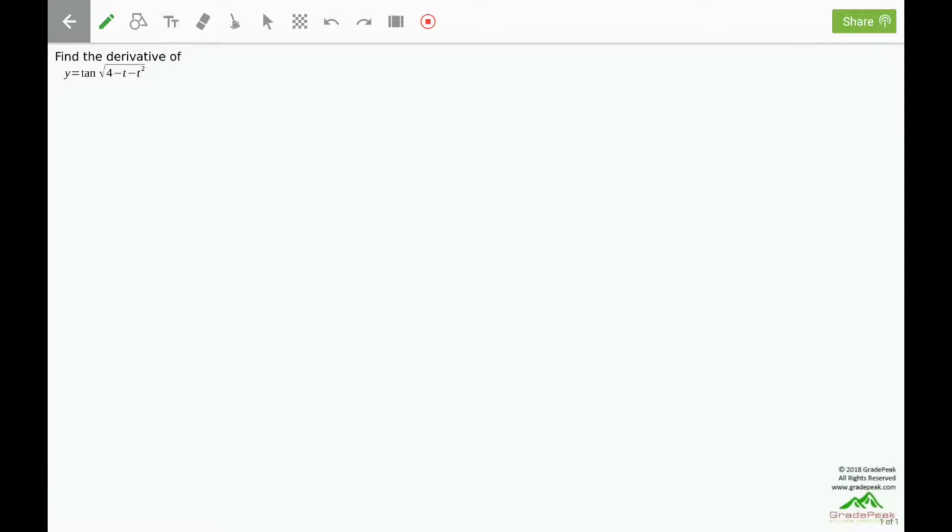Find the derivative of y equals tangent of square root of 4 minus t squared. Y here is a trig function, the tangent of an entire expression, square root of 4 minus t squared. Because we have a radical, we're going to want to rewrite that as a fractional exponent. Now that's 4 minus t squared to the 1 power and second or square root, so 1 over 2.